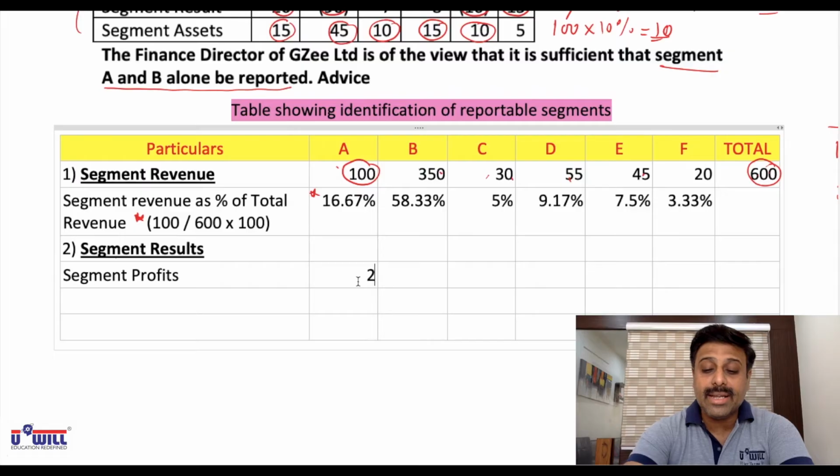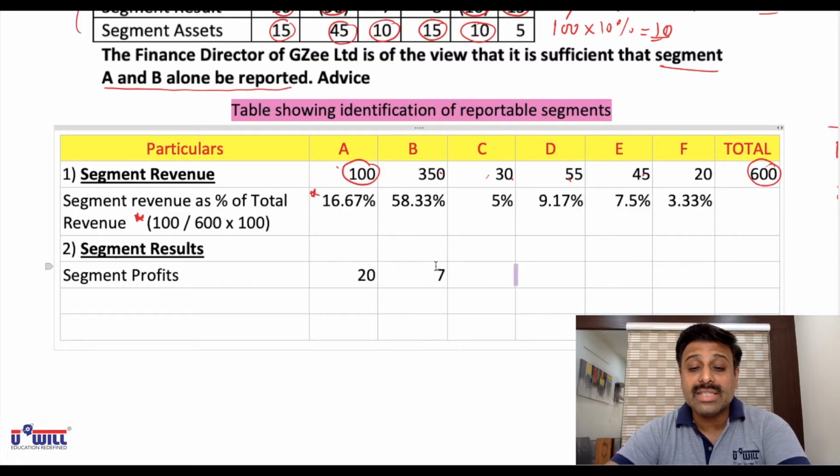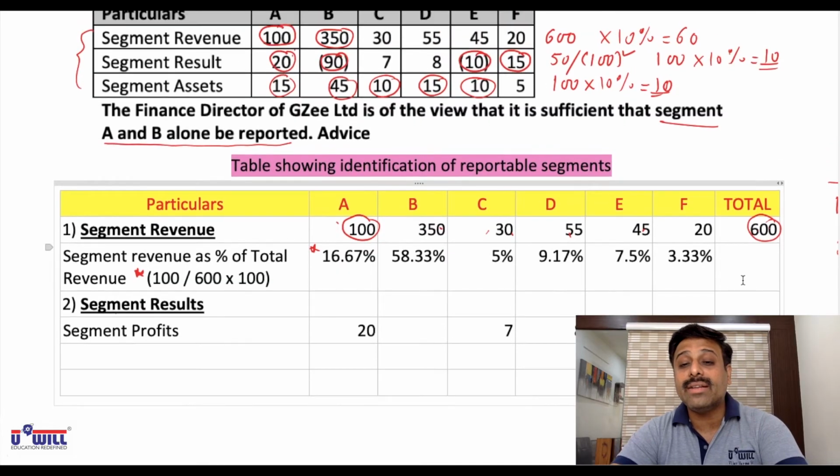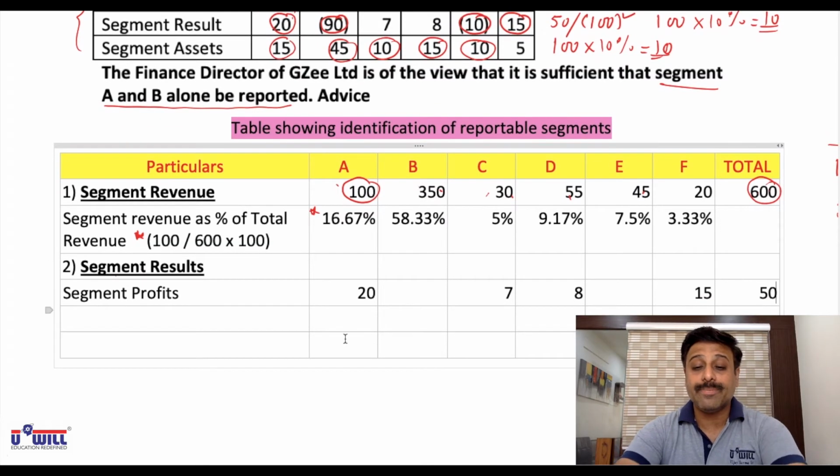So write down 20, 7 is for, sorry, C segment, 8 and then last segment 15. So total we have already done. The negative profits are coming to 50. Okay, 20 plus 7, 27 plus 8, 35 plus 15, 50.